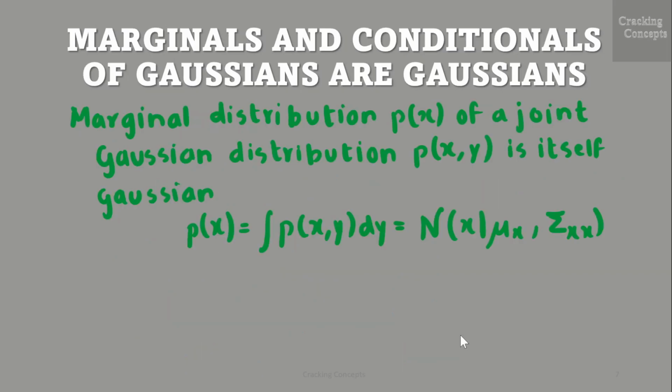The marginal distribution p(x) of a joint Gaussian distribution p(x, y) is itself Gaussian and computed by applying the sum rule, which is given by p(x), which is an integral of p(x, y) dy, which is a normal distribution with mean mu x and covariance matrix sigma xx.